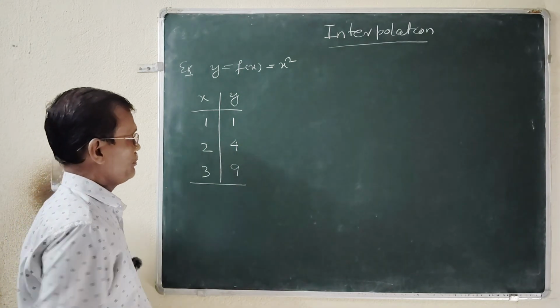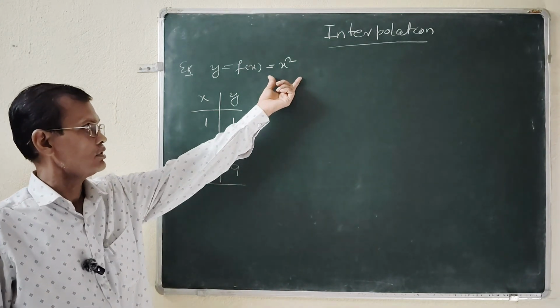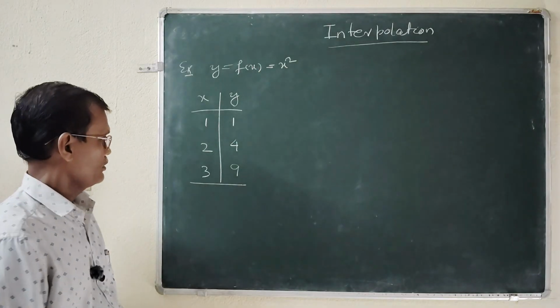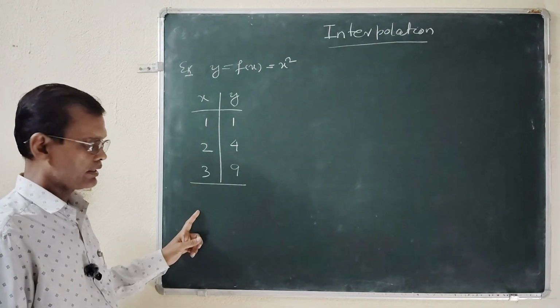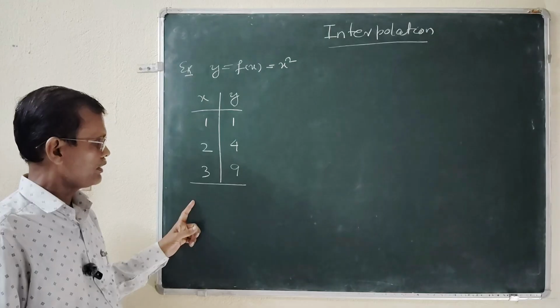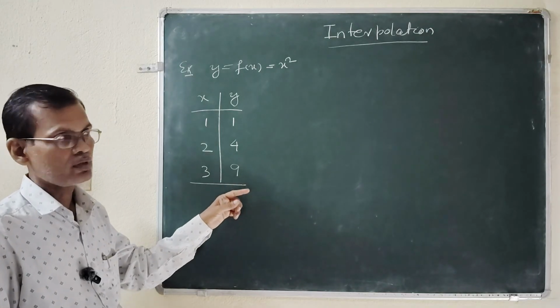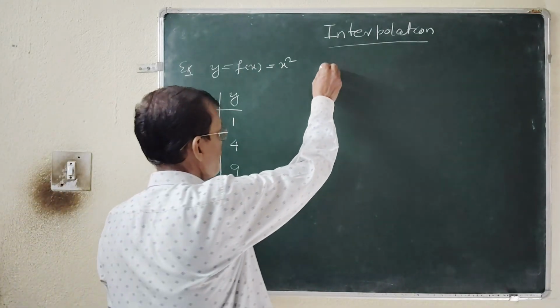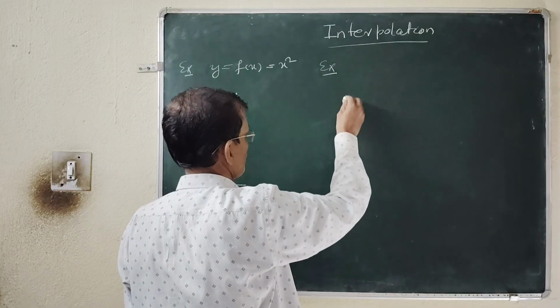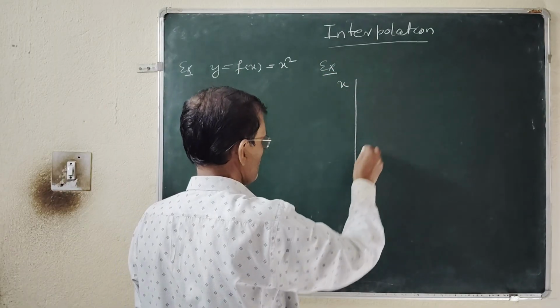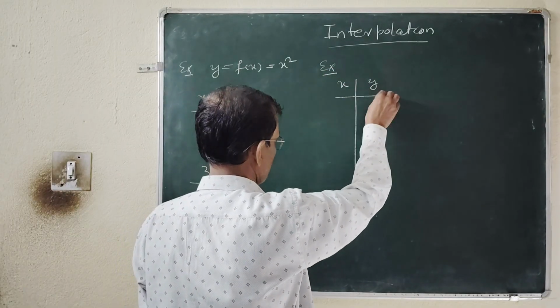So this is very simple because the function is given, right? Whatever input data you consider, corresponding to that you can get the value of y. I am giving another example. So this is x and this is y, right?